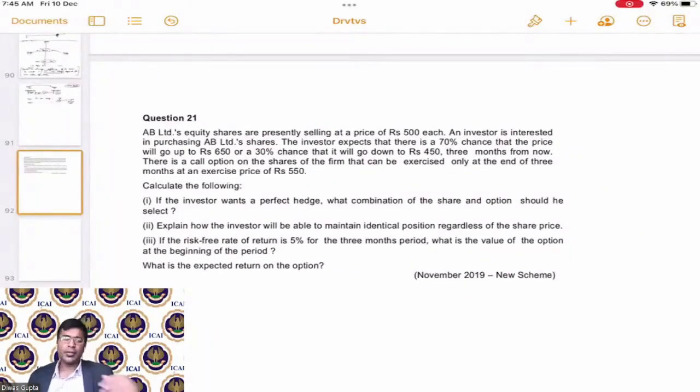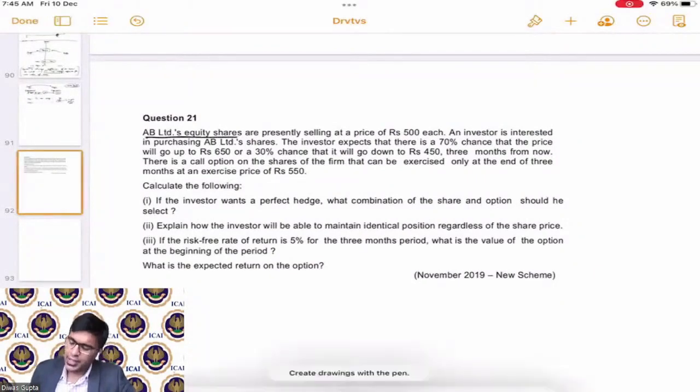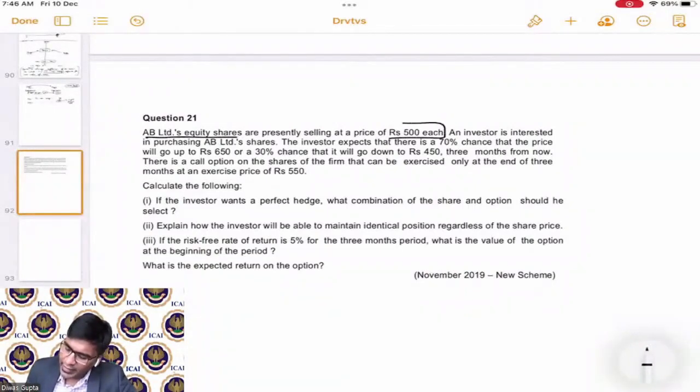Okay. Now coming to question number 21. AB Limited's equity shares are presently selling at a price of rupees 500 each. So what we are saying is that there is a company called AB Limited. Their equity shares are currently being sold at 500. That means the spot price is 500 rupees.